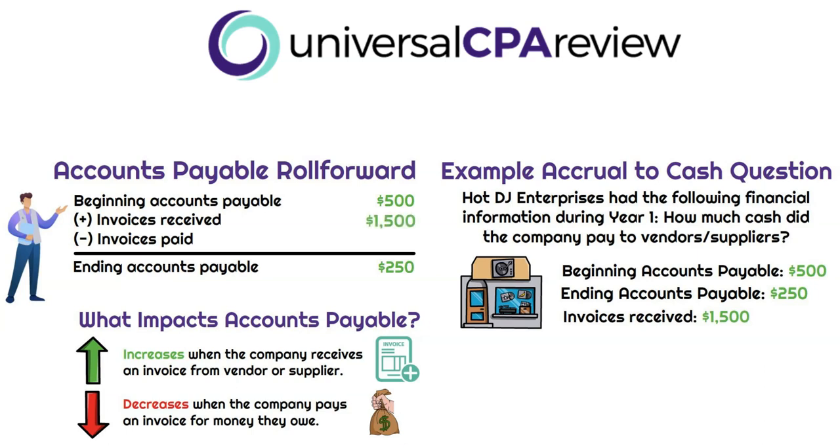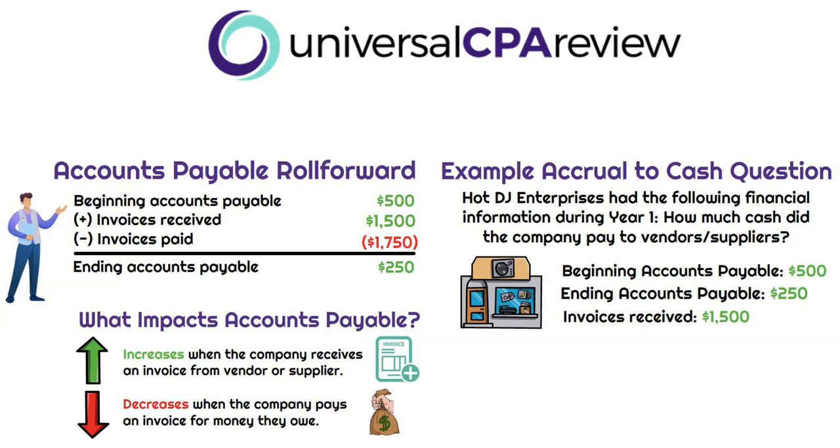And again, remember that increases accounts payable. So if we're looking at our roll forward, we have beginning accounts payable, that's 500, plus invoices received, that's 1,500. That means we're all the way up to $2,000. And then if our ending balance is 250 and we're at 2,000, that means that the company paid in cash to vendors and suppliers $1,750. So that's going to be the amount of cash paid to vendors.